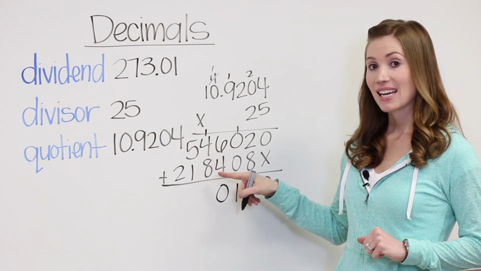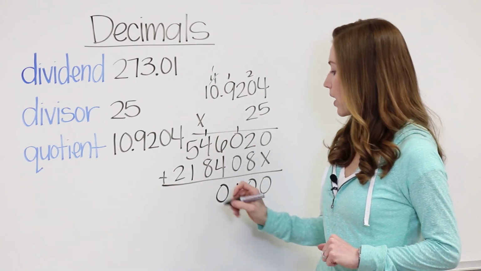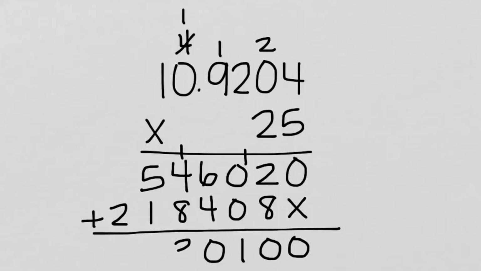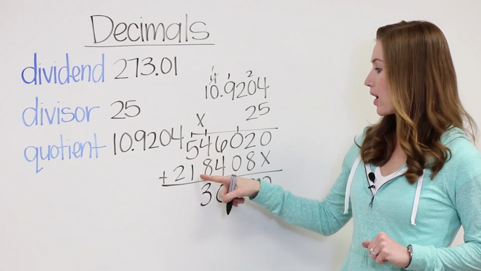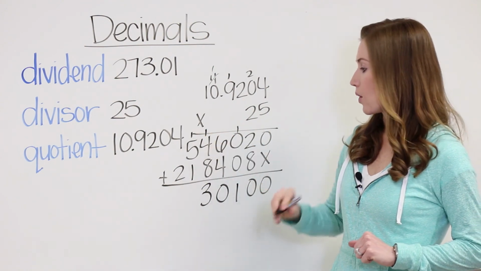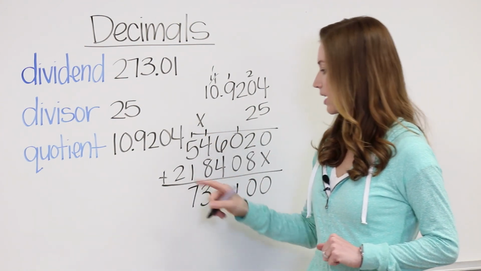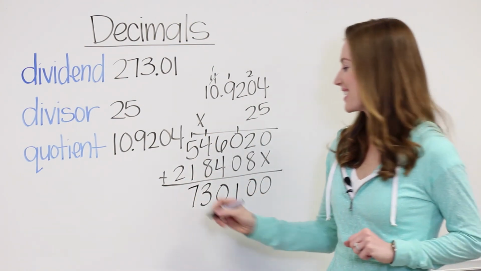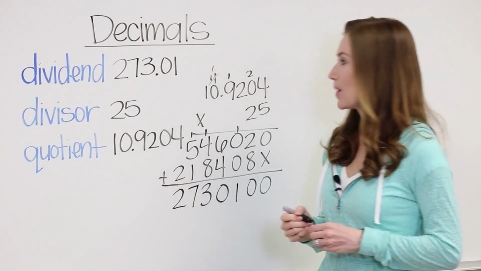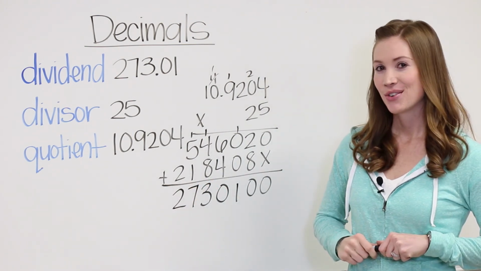4 plus 8 is 12, plus 1 is 13. We write the 3, carry the 1. 5 plus 1 is 6, plus 1 is 7. And 2 plus nothing is 2. Now what's the last thing we need to do?